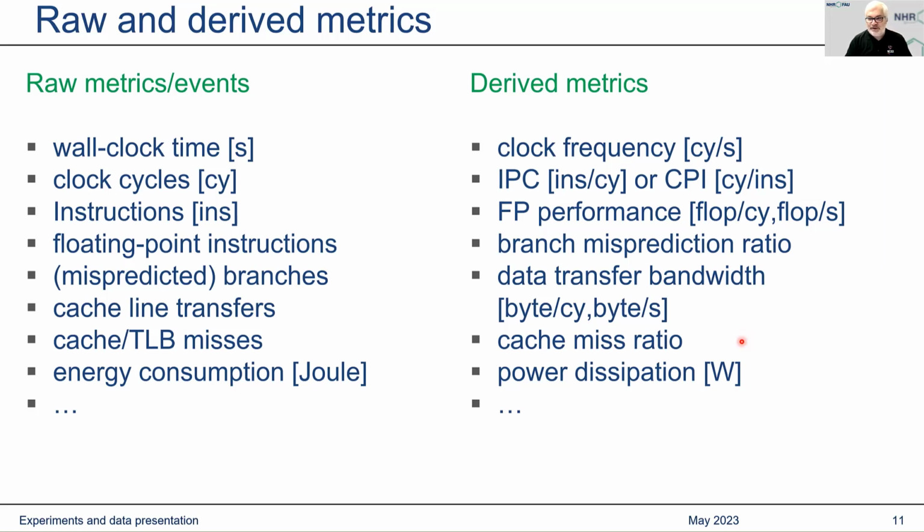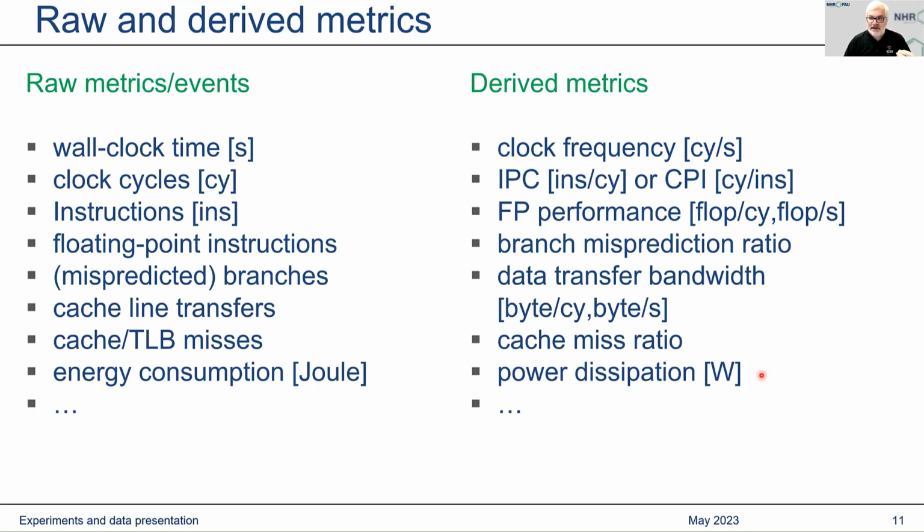We're not so enthusiastic about cache miss ratios. We think it's much more interesting to look at data volumes and data transfer bandwidths, because cache miss ratios can easily be misinterpreted. You could have a code that has a very low cache miss ratio, but it's also very, very slow.